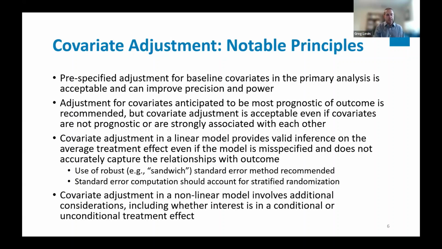And then finally, and this is a topic where you have to go to the guidance and the cited references to learn more, the guidance emphasizes that covariate adjustment in a nonlinear model is more complicated. It involves additional considerations. And a key consideration that I think has become discussed more in the literature in recent years is the determination of whether there's an interest in a conditional or an unconditional treatment effect. And there's a variety of considerations that follow depending on the interest.